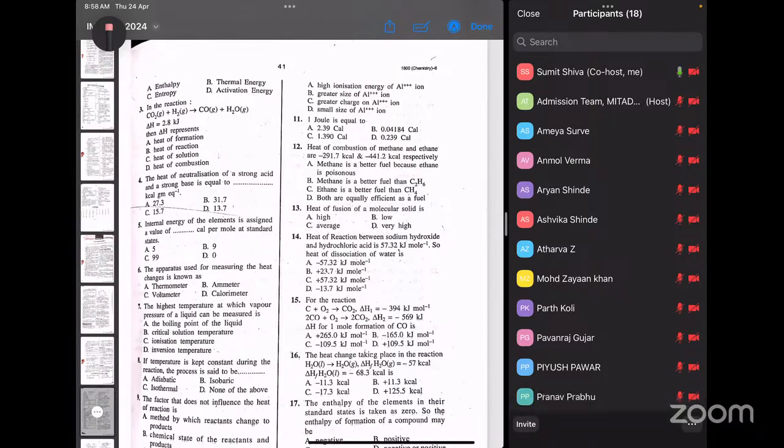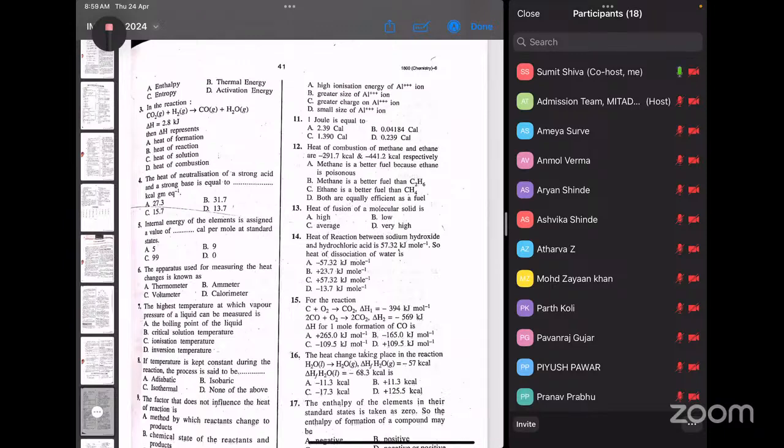Next, internal energy of the elements is assigned a value of blank calorie per mole at standard states. Internal energy of the elements is assigned a value of blank at standard state. Okay. If elements are at standard state, then internal energy of the elements is assigned zero value. It will be 0 calorie per mole.